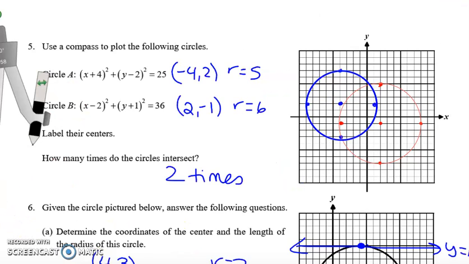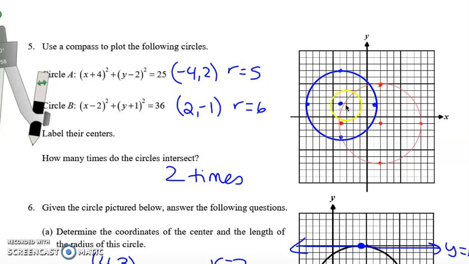On the next page, question 5, they want us to use a compass. You don't actually need a compass. Circle A, I find my center of the circle is negative 4, positive 2. So graphing circles is fairly easy. All you do is go to the point negative 4, 2, which I have right here where the blue dot is, and my radius is 5.